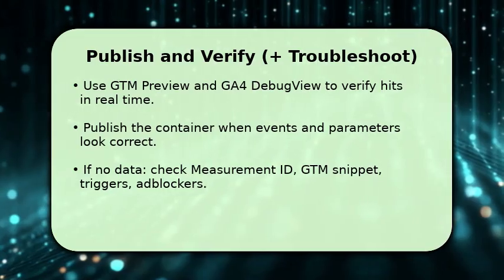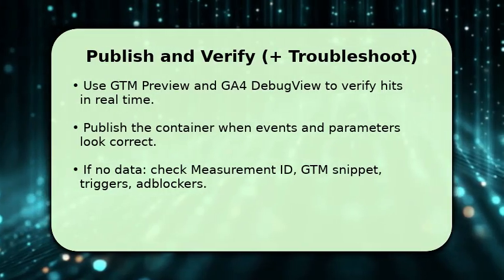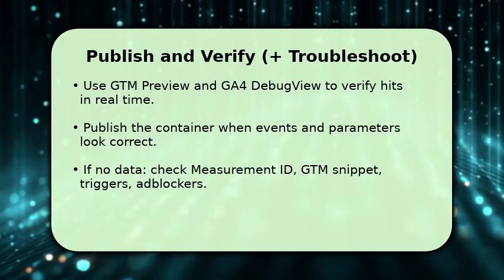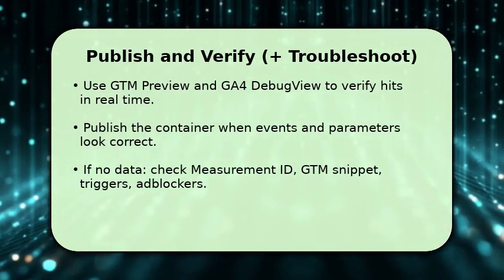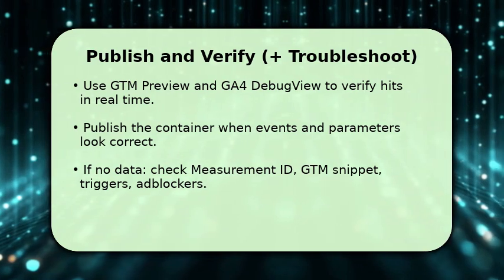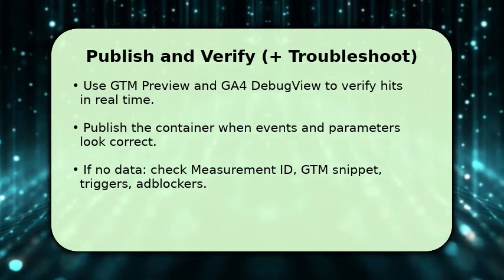If data doesn't show, make sure the measurement ID matches, the GTM container snippet is installed correctly, triggers are firing, and disable browser ad blockers during testing. These are the most common blockers to data flow.